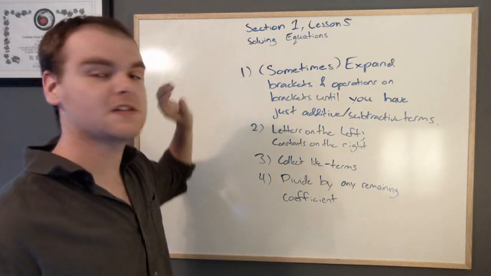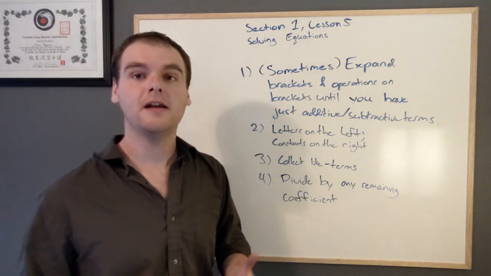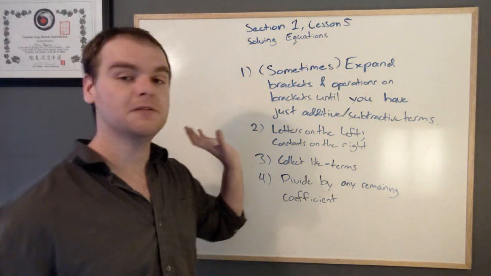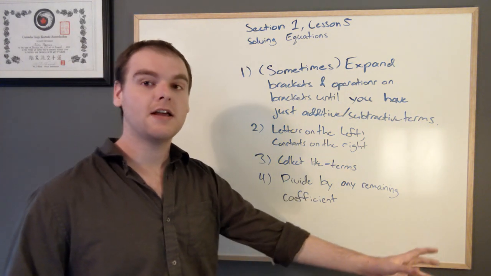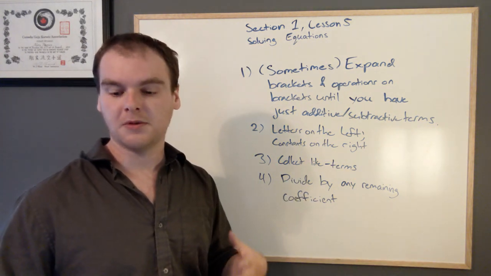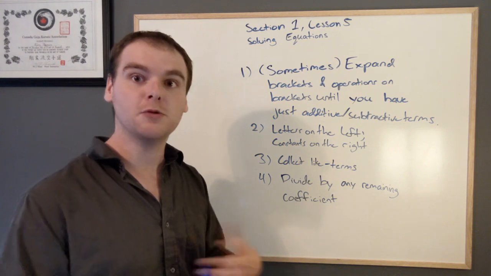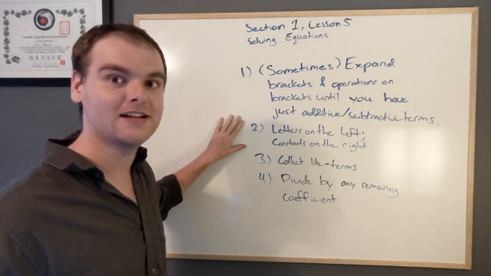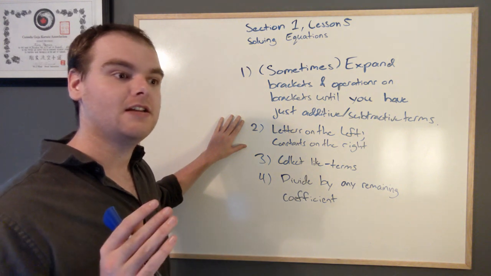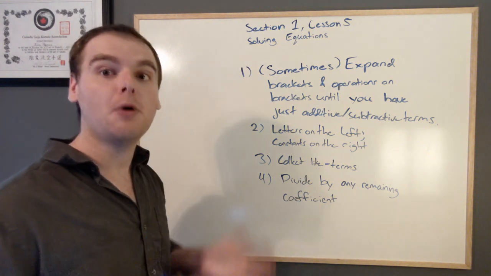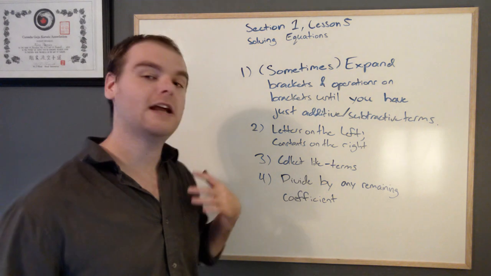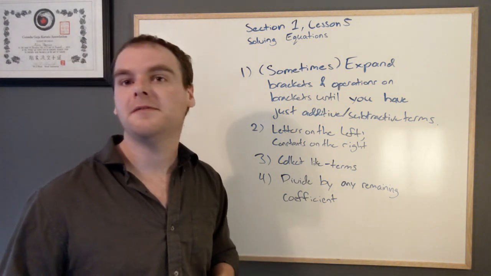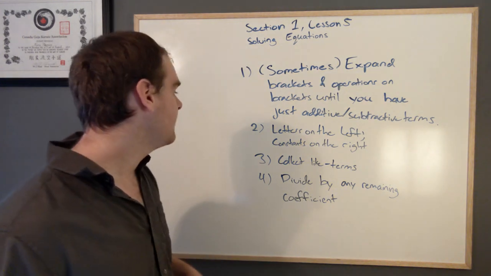So to start, you expand any brackets you have, any operations that are on the brackets, just so that you're left with that string of addition and subtraction terms that we can use that commutative property to move things around with. Then we can move things around by adding and subtracting the appropriate terms on both sides of the equation, so that we only have letters on the left and our constants on the right, or the other way if that's how you like it.